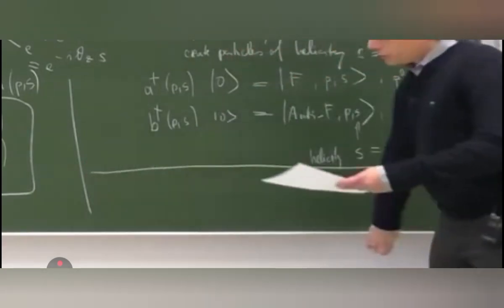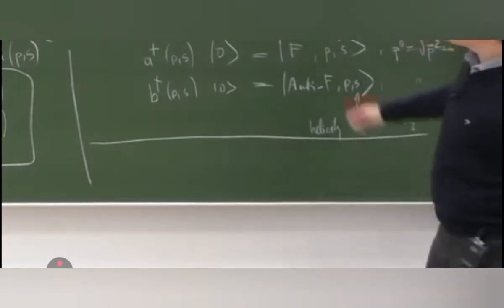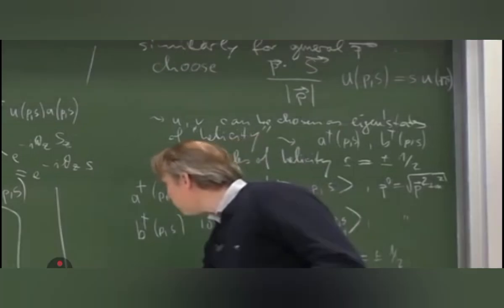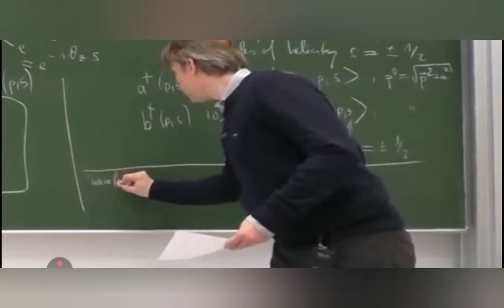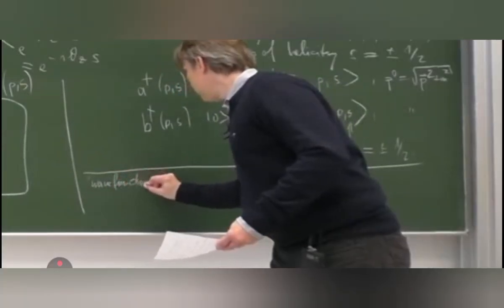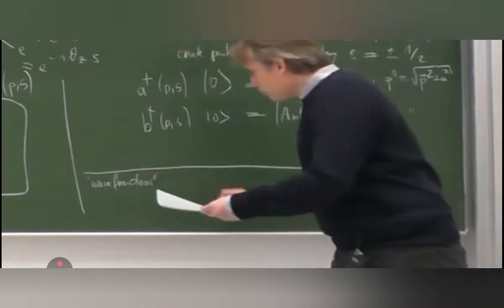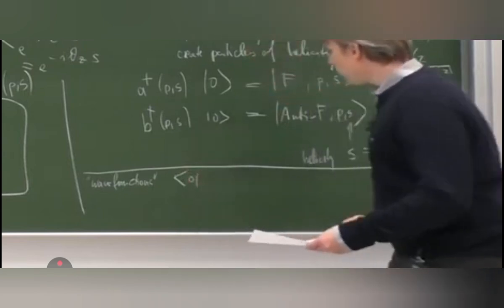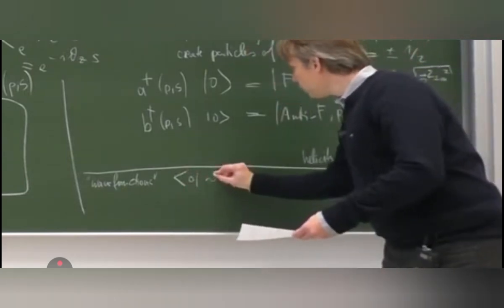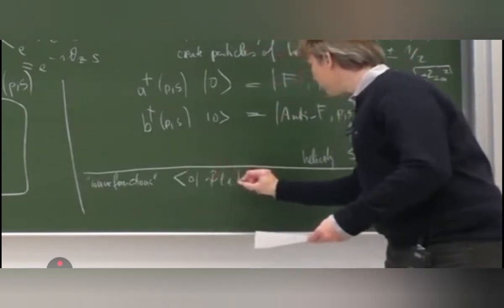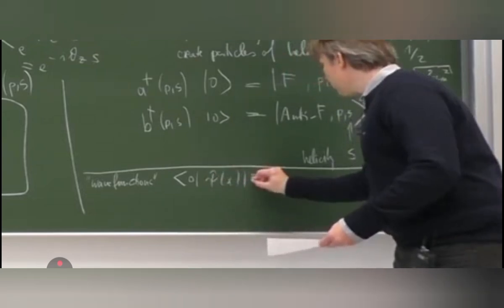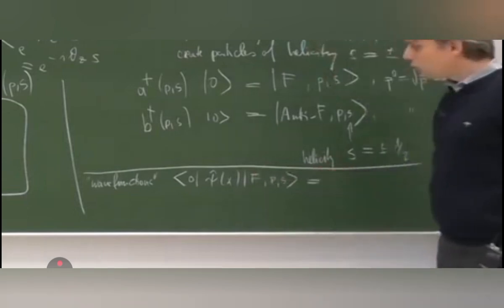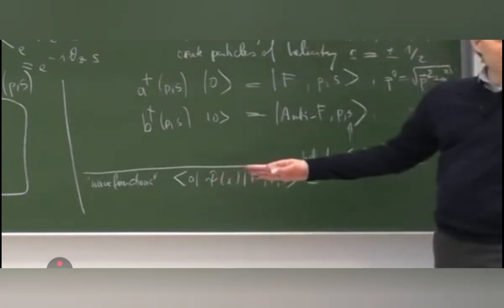Then, as the final word, let me also connect to something that is written in the spinor script. There are so-called wave functions, which you can now construct. Namely, if you have such a one-particle state, you can build the following matrix element: vacuum on the left, then a field operator psi hat of x, and then your particle state fermion p comma s. What is the value of that matrix element?